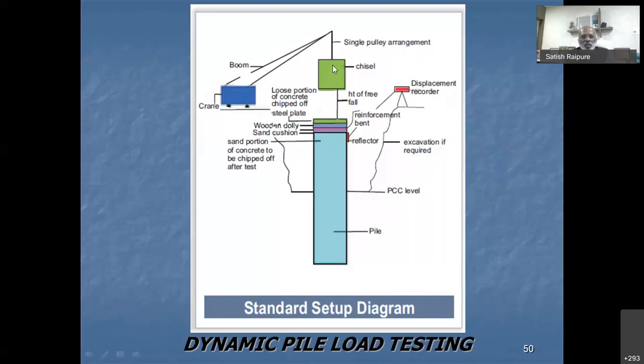A load is dropped from a height, and this is connected to a laptop, to a software, and that will measure the deflection of the pile, and that will give you the approximate load that this pile can carry. Similarly, the pile integrity test is also carried out, whether the concreting has been done properly or not. That you must carry out on each and every pile.